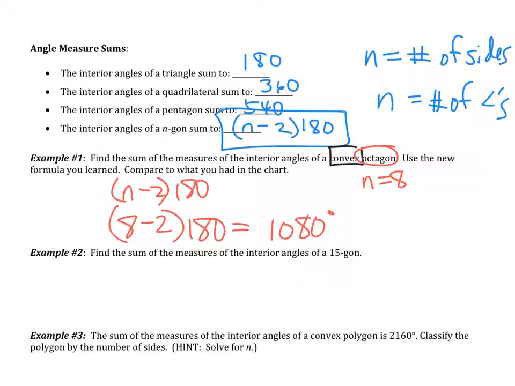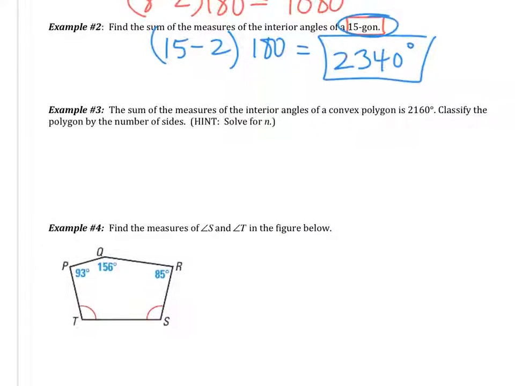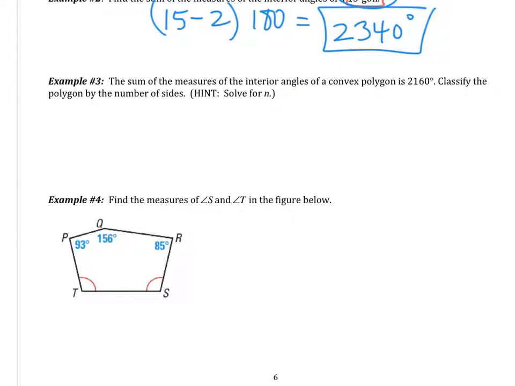All right, so example 2 is what I was talking about. Once you get past 12, I'll just say 15-gon, which means that it's a 15-sided figure. See if you can find the sum of the angles. So 15 minus 2 times 180. 2,340 degrees is what I heard. We're good?